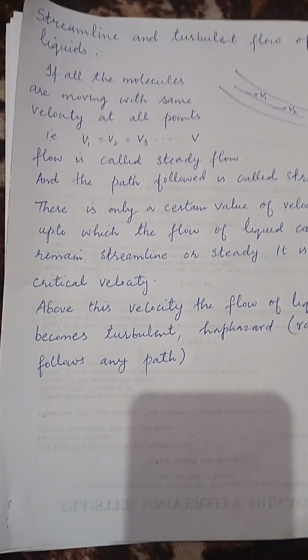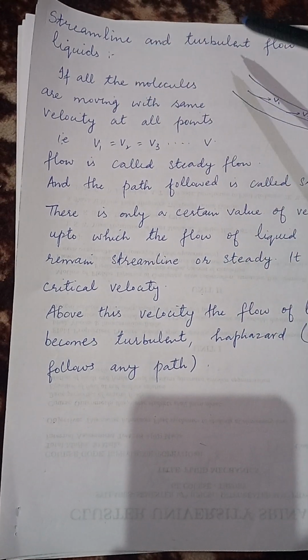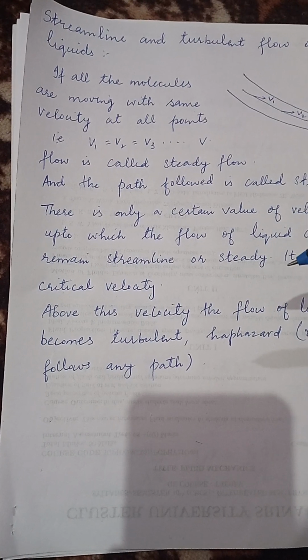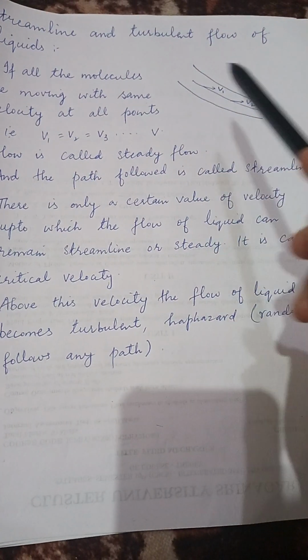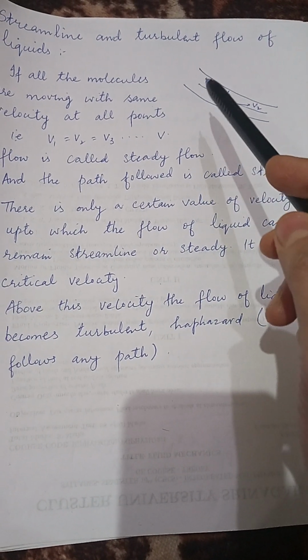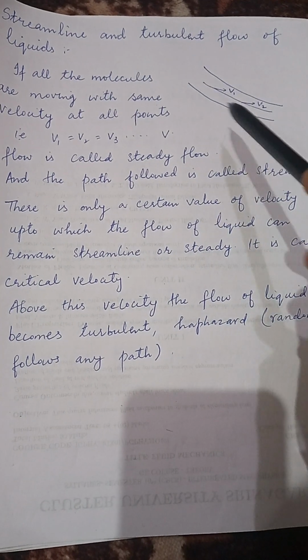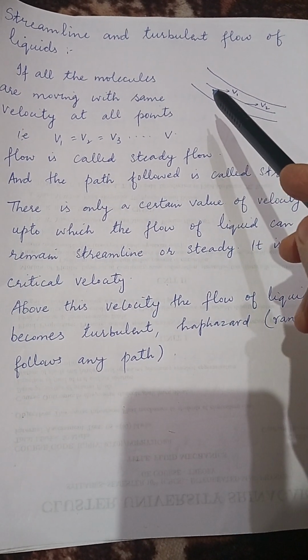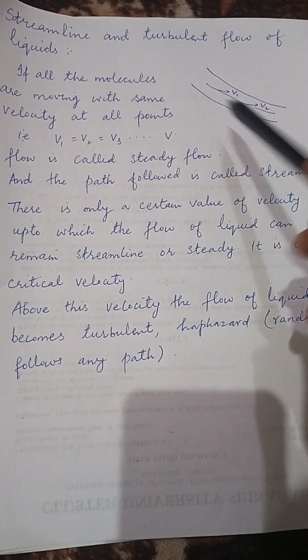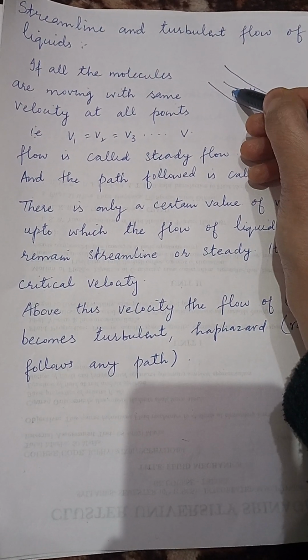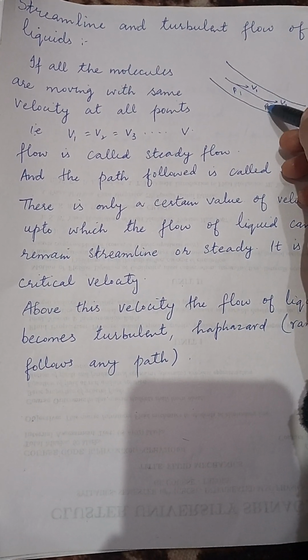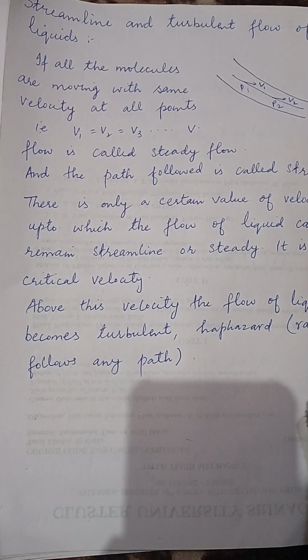Dear students, today we will talk about the streamline and turbulent flow of liquids. Now consider a liquid or some water or any fluid which is moving through some pipe. At different points the water molecules have different velocities. Say at point P1 it has a velocity V1, at point P2 they have a velocity V2, and so on.